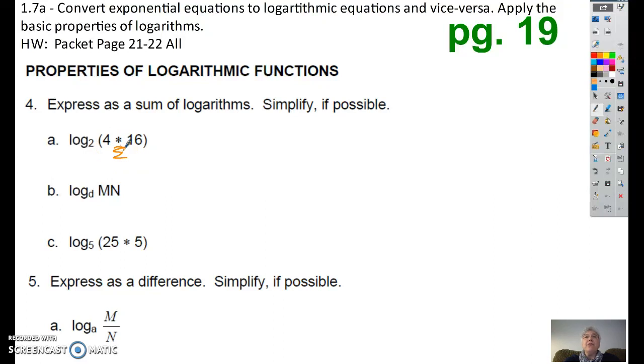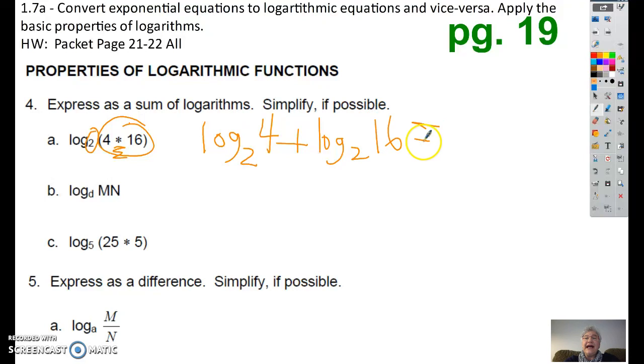If I have a multiplication within what's called the argument, if this is the base, this is the argument, and if I have it equal to anything, that's usually called the exponent. When I'm multiplying those arguments, I can expand by saying log base, the same thing, so log base 2 of 4 plus log base 2 of 16.